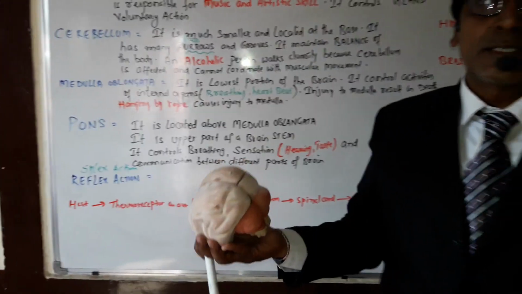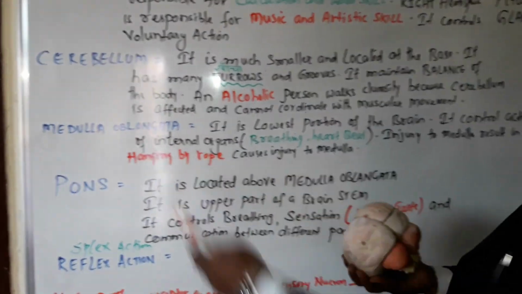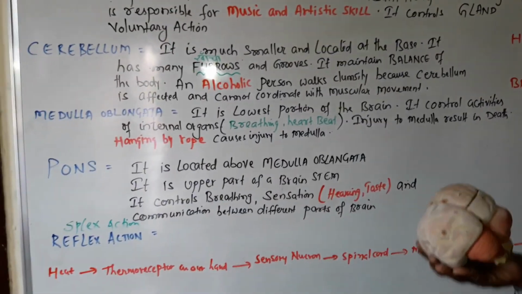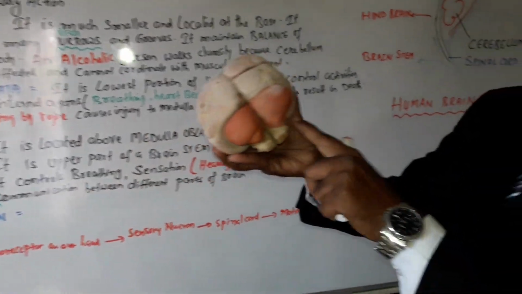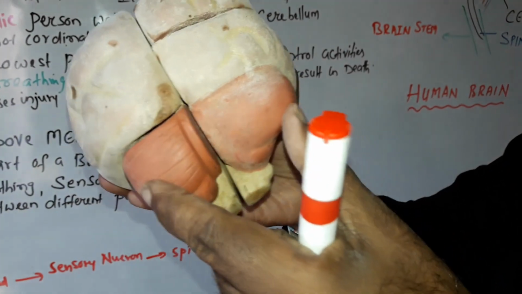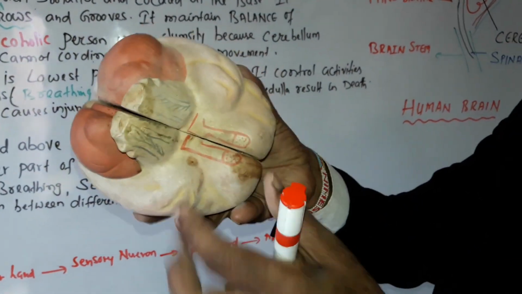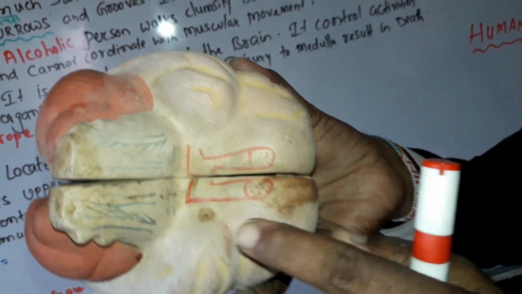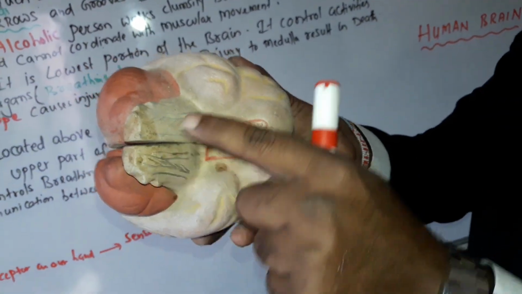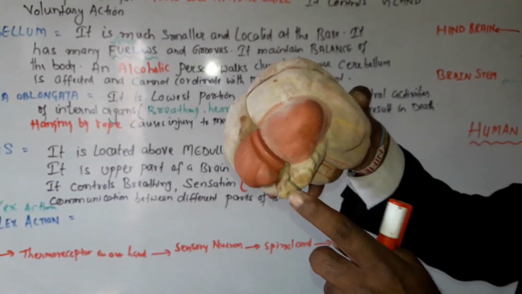And the next one, you can see here, is the medulla oblongata. This medulla oblongata also plays a vital role in the human brain. You can see here, this is the medulla oblongata just below the base of the cerebrum. You can see the ventricles and veins present inside. The medulla oblongata is the lowest portion of the human brain.